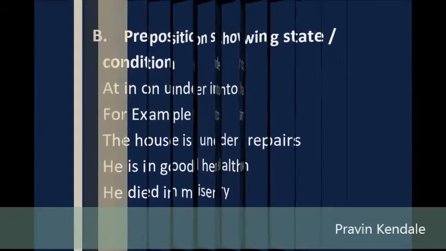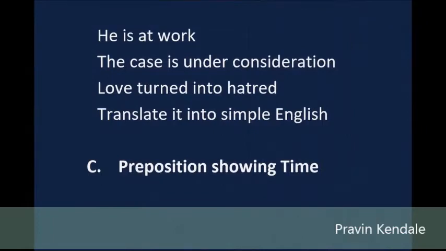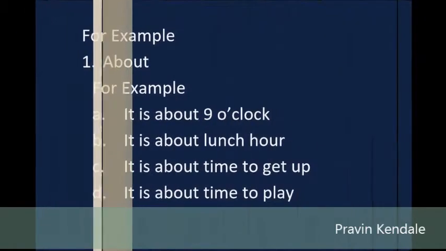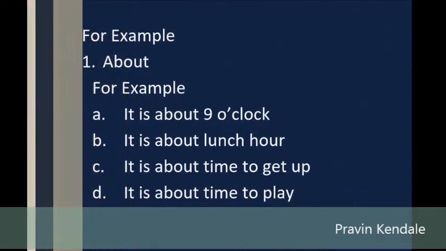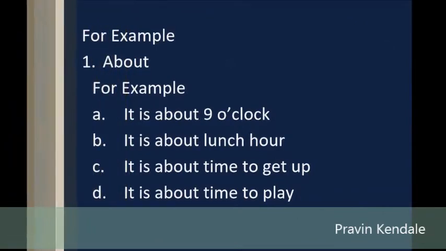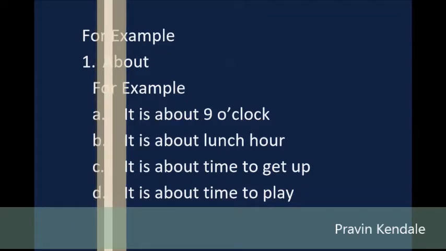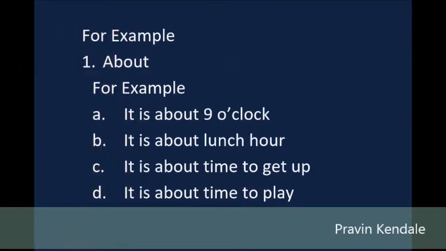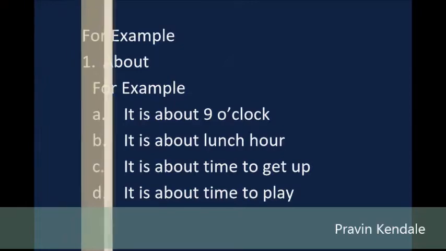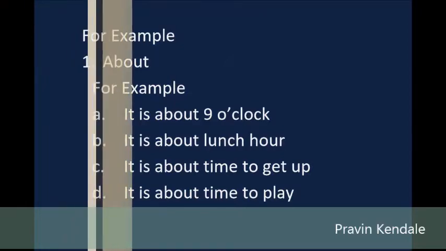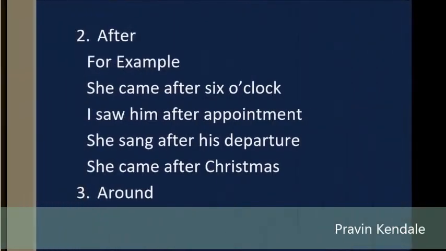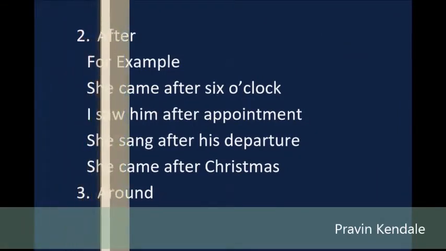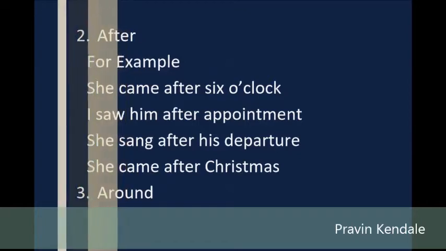C, preposition showing time. For example, one, about. For example, A, it is about 9 o'clock. B, it is about lunch hour. C, it is about time to get up. D, it is about time to play. Two, after. For example, she came after 6 o'clock. I saw him after appointment. She sang after his departure.